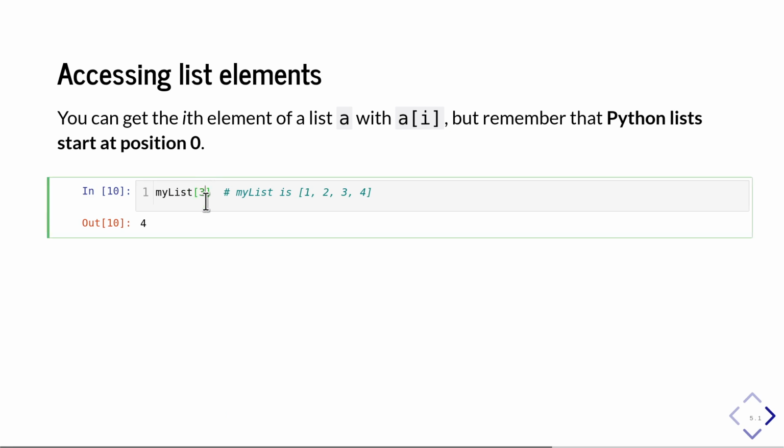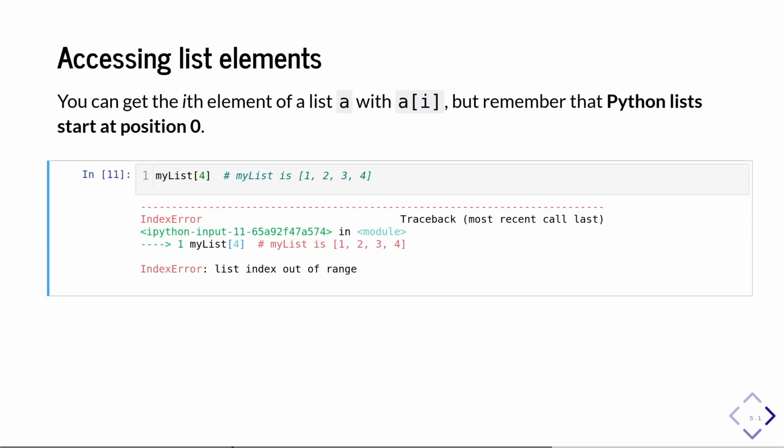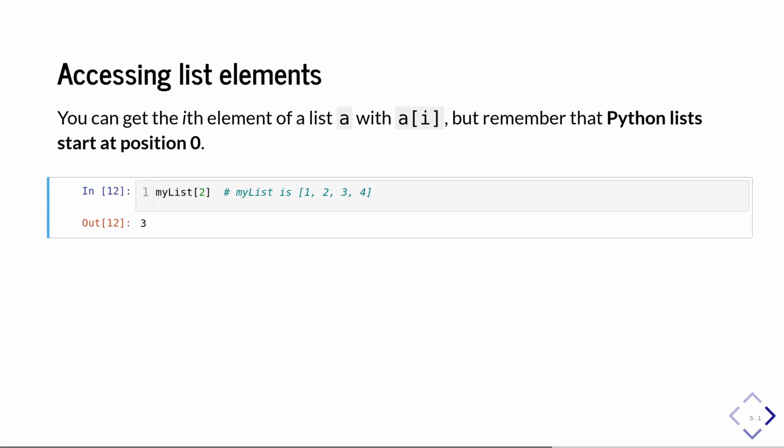On the other hand, if you try and access a list element which doesn't exist, like element number 4, you can see that will be an error. There are only 4 things in this list, so the valid indices are 0, 1, 2, and 3. This is telling you list index is out of range. That means you tried to access an element of a list which didn't exist. So, for example, my list 2 would be okay, and that will give you element 3.